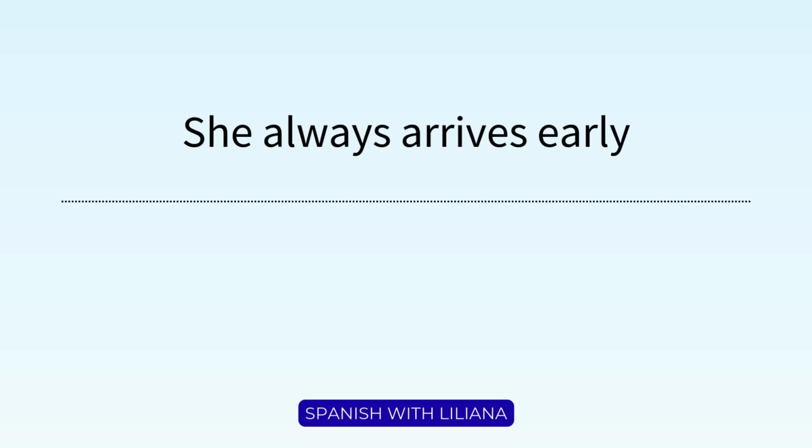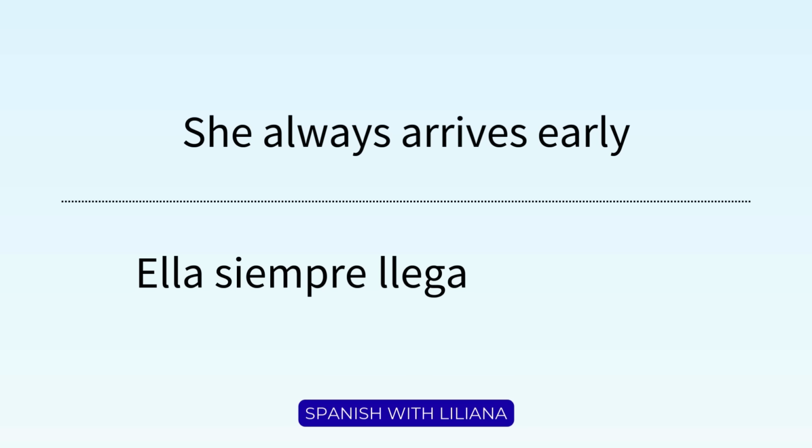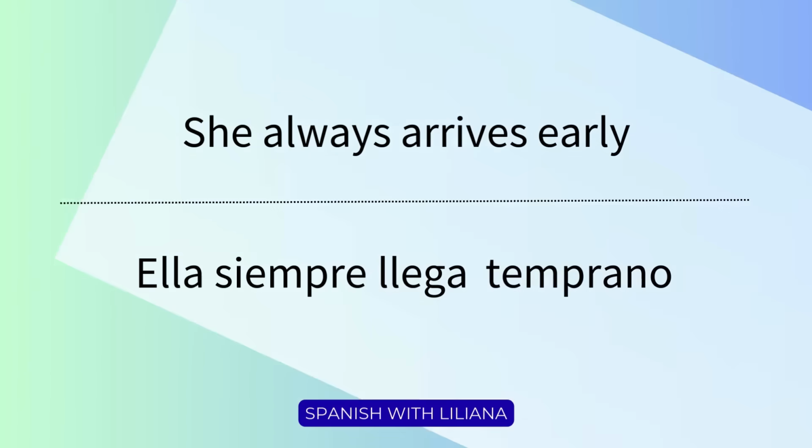She always arrives early. How would you translate this sentence into Spanish? She is ella. And how do you say always? Siempre. Arrives is llega because we're conjugating the verb to the correct person. And how do you say early? Temprano. Ella siempre llega temprano. So it's very similar as the English sentence.